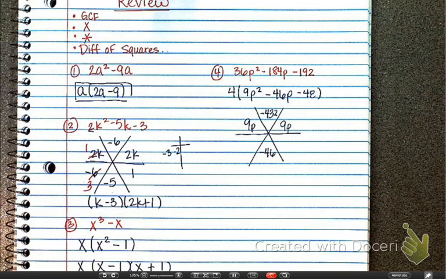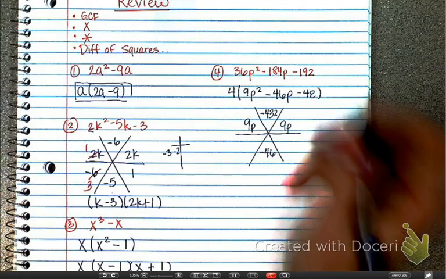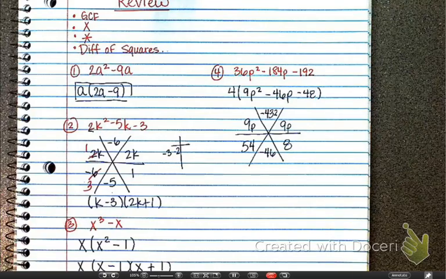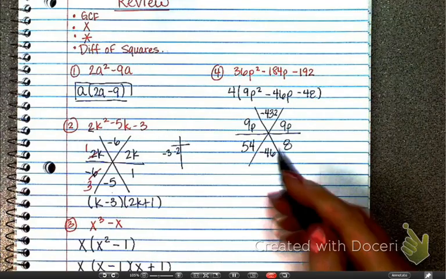If I divide by 2, that doesn't do me any good. 3, no. 4 is getting closer. 5 I know is not going to work. 6 is even closer. 7 doesn't work. 8. So 54 and 8, if I subtract them, they'll give me 46.